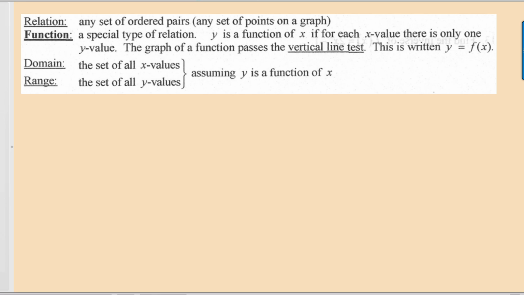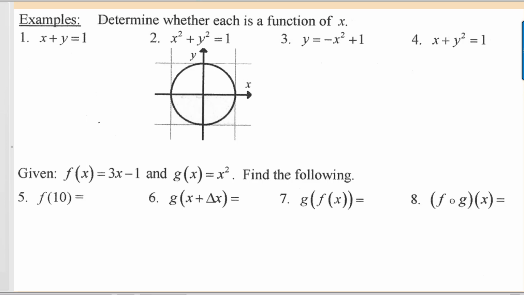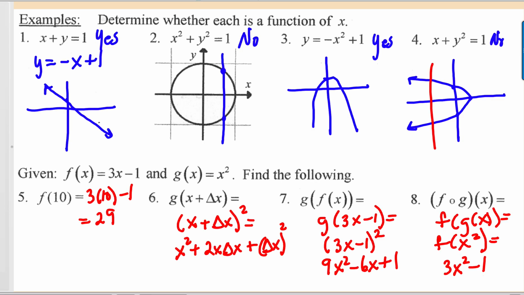A good rule of thumb is a function will pass the vertical line test. This assures us that every x will have one y. Remember that domain are the x values, the range are the y values. Take a minute to stop the screencast and see if you can answer all of these questions. And here are the answers.